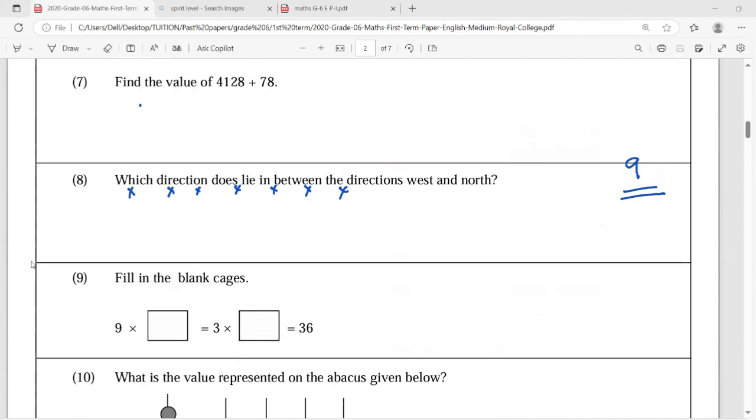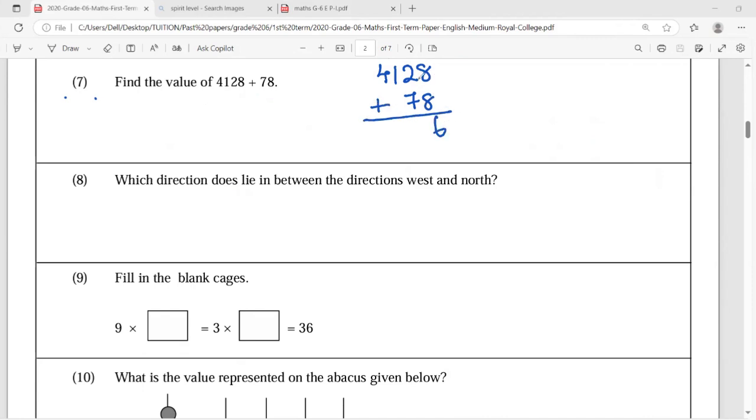Okay, let's go to question number 7. Here you have a simple addition, right? You have learned addition. You have to write it like this. Otherwise, if it is just like this, do not try to add, as you have a higher chance of making a mistake. So you can write it again like this: 4,128 plus 78. So you can add easily, right?